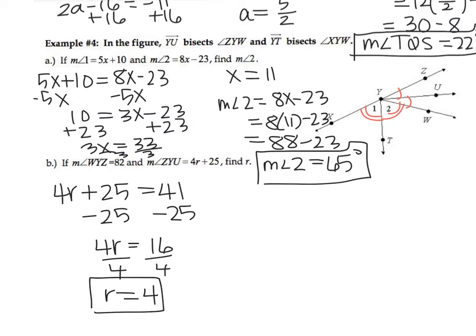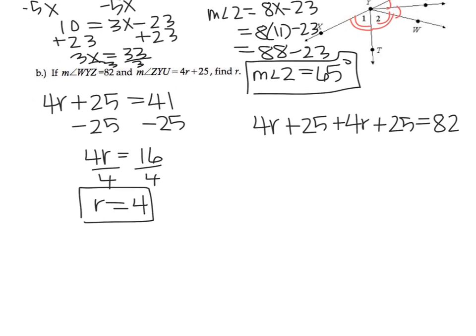The second way we can solve for R is using the fact that angles ZYU and WYU are congruent. So they both have to measure 4R plus 25 and add to give us the 82 degrees. So we can say 4R plus 25 plus 4R plus 25 is going to equal 82. So this is another way to find R. It will give us the exact same answer. It's just going to take a little bit more time.